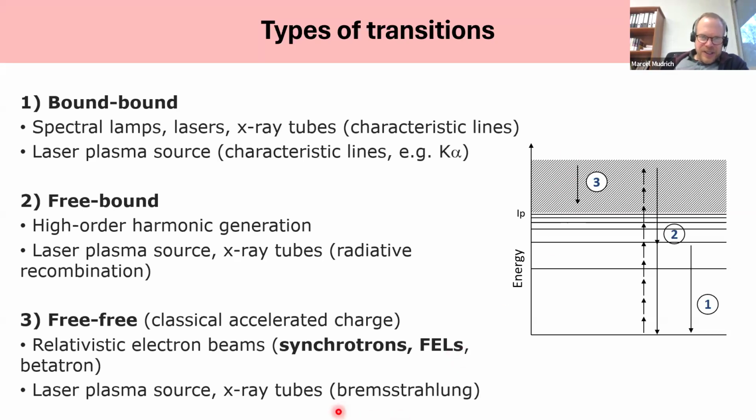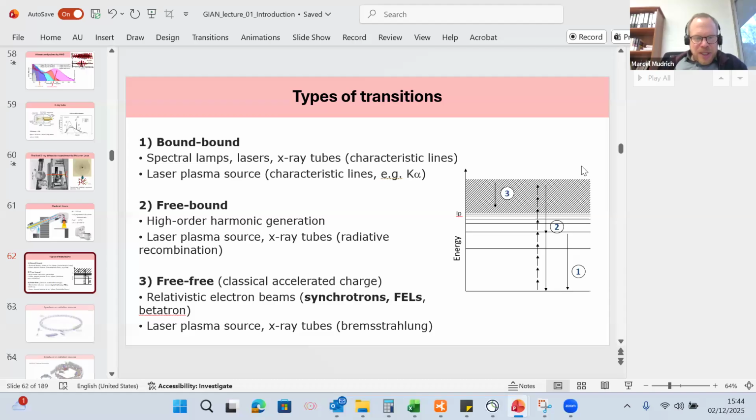And free transitions actually also happen in plasmas, like Bremsstrahlung, from electrons which are accelerated or decelerated in a plasma, or when they hit back into the solid state material in an X-ray tube. These are also free transitions, but rather uncontrolled. We want to drive controlled free transitions. And that's this part of the lecture.